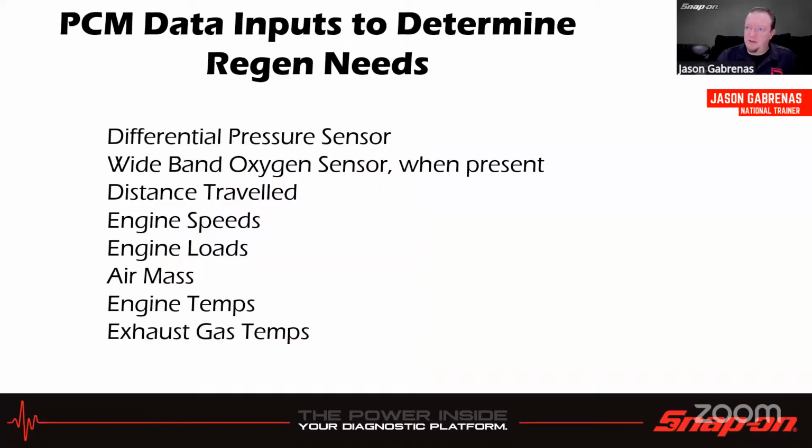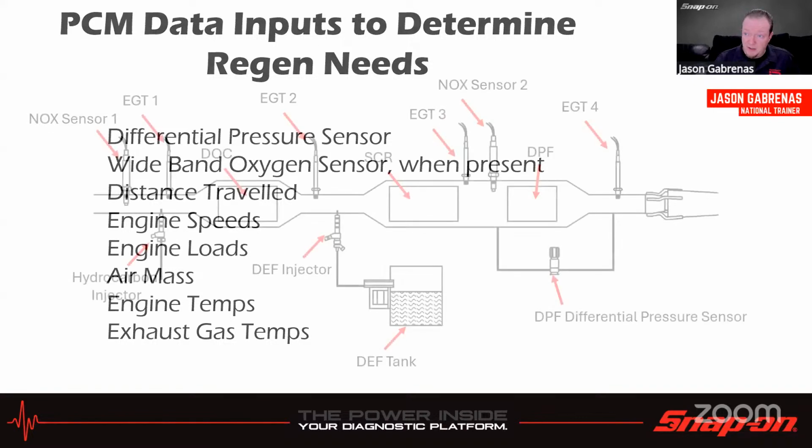So the PCM uses the multiple data inputs to determine whether or not it needs a regen and whether or not the regen is working. So the differential pressure sensor, like I said, wideband oxygen sensor, if it's equipped with one, distance traveled, because it can estimate soot loads based on how far you've traveled, how fast the engine's going, engine loads, air mass, engine temperatures, exhaust gas temperatures for sure.